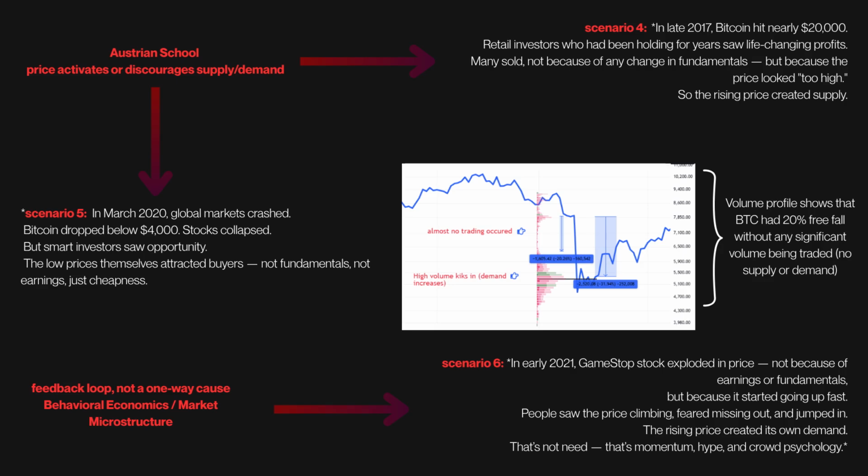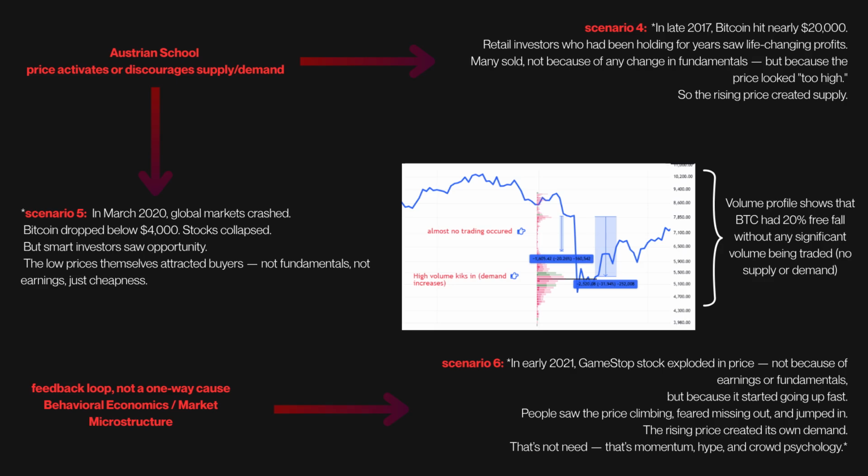Now look at scenario 5. In March 2020, global markets crashed. Bitcoin dropped below $4,000. Stocks collapsed. Liquidity dried up. But smart investors saw an opportunity. Not because earnings improved, but because prices were low.